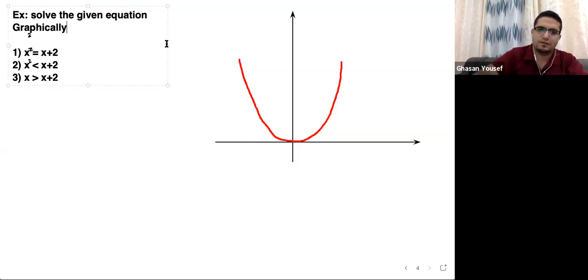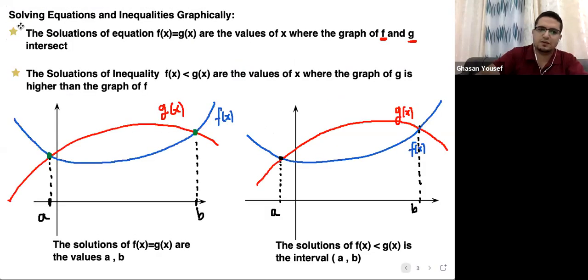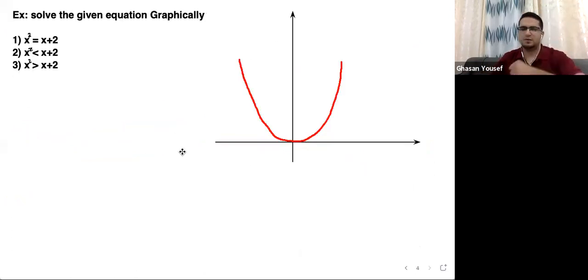By using the graph, we need to use property number one and property number two, and we're using the same things like here, the red one, and the same graphs. Ahmed said we can subtract and solve. This is correct, but this is not graphical.